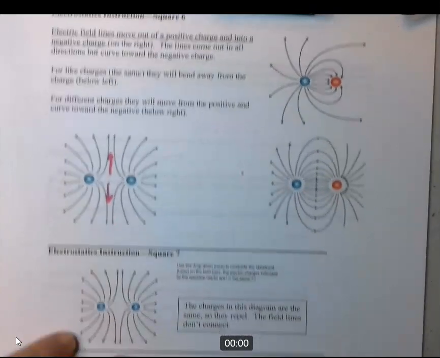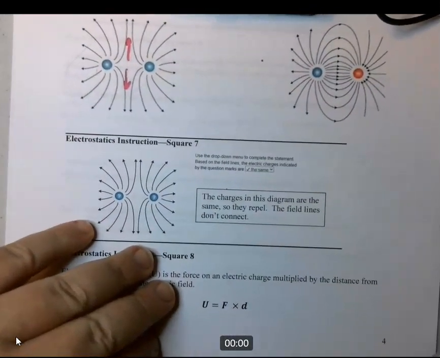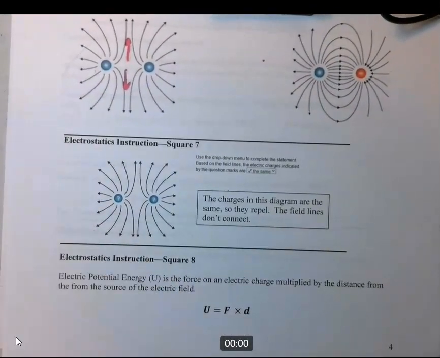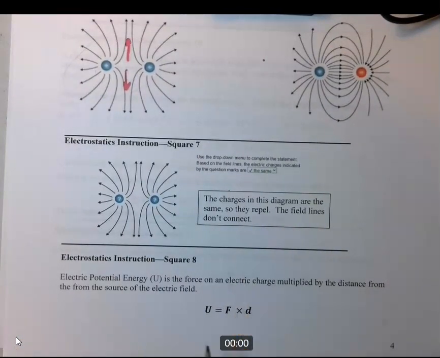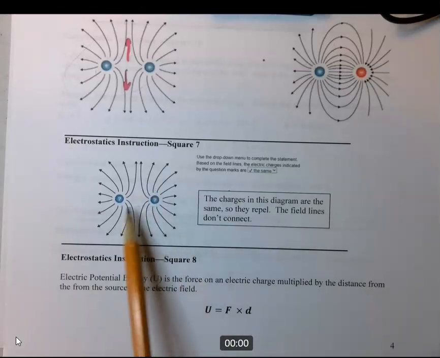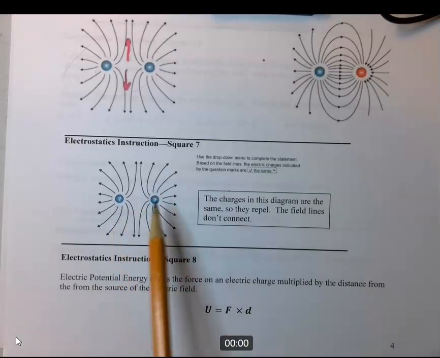Okay, we move on to square 7. Alright, and they just give you a simple question. Use the drop-down menu to complete the statement. Based on the field lines, the electric charges indicated by the question marks are what? Are they the same or different? And since these two are not connecting, they just put question marks there, but since they're not connecting, they have to be the same charge. They're repelling each other. So the charges in this diagram are the same, so they repel. The field lines don't connect.